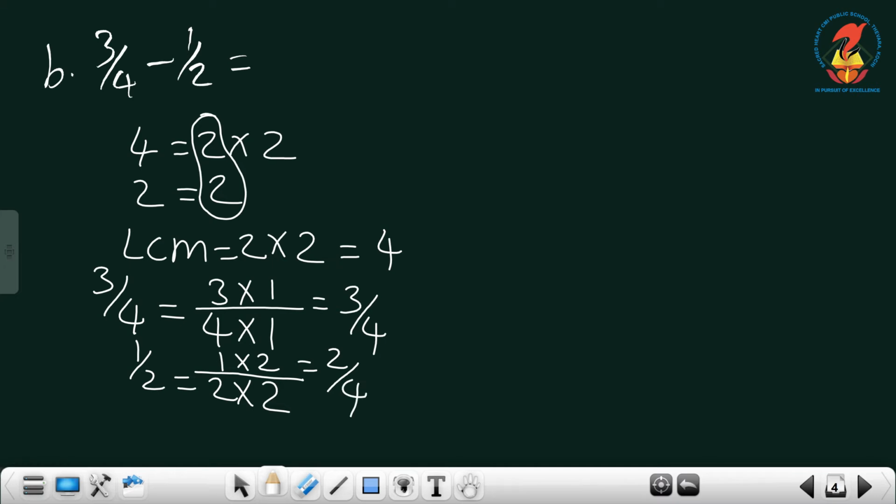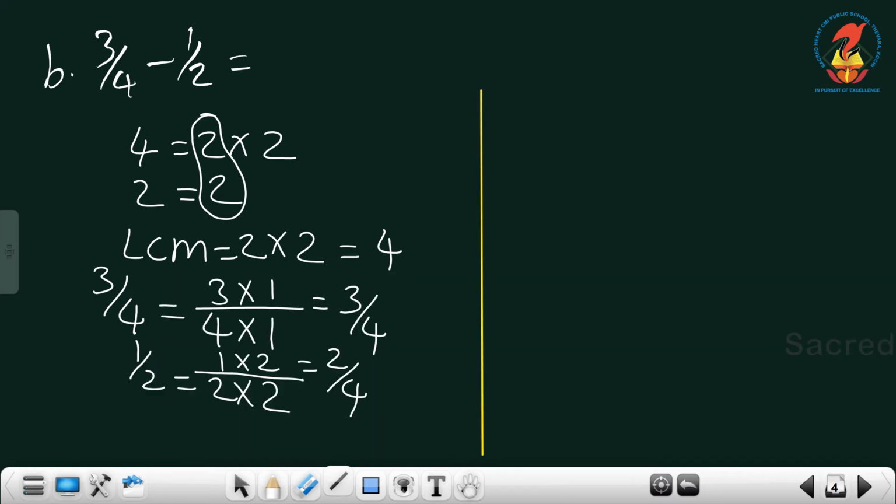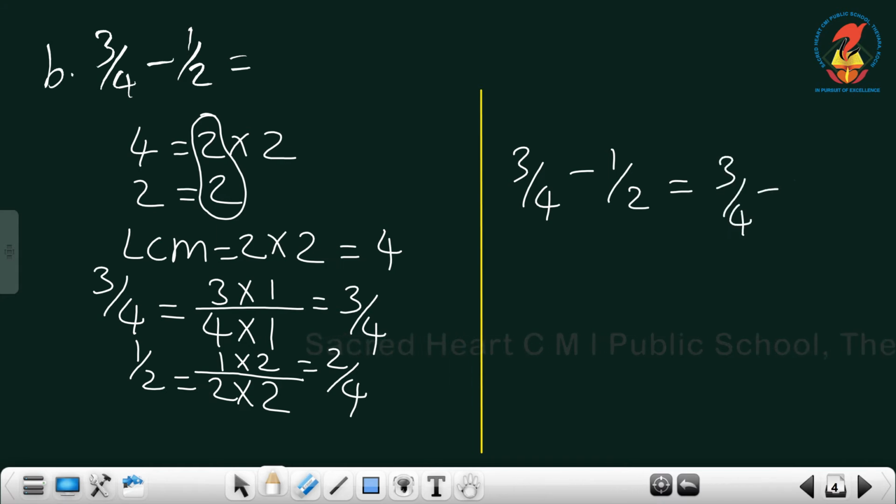So after that we need to subtract, right? How can we subtract? Okay, and 3 by 4 minus 1 by 2 will become what? Here 3 by 4 minus 2 by 4. Answer is what? 1 by 4.